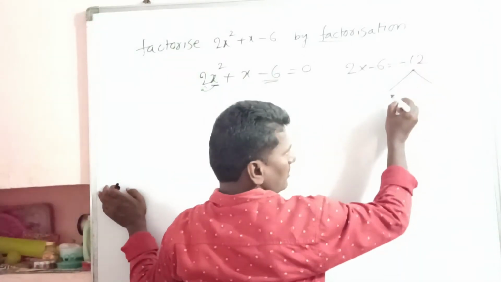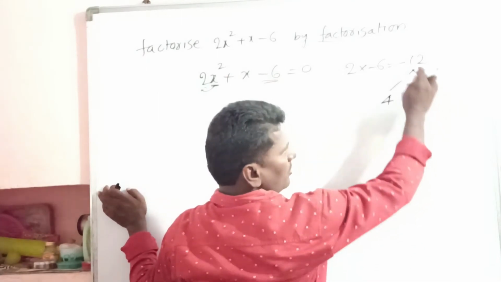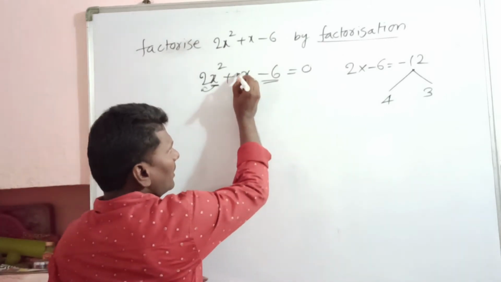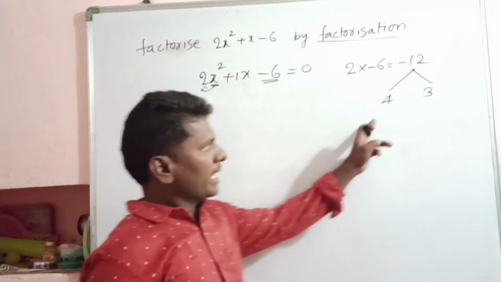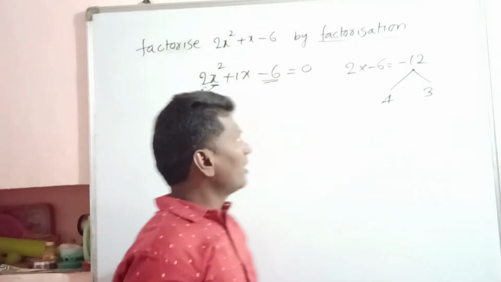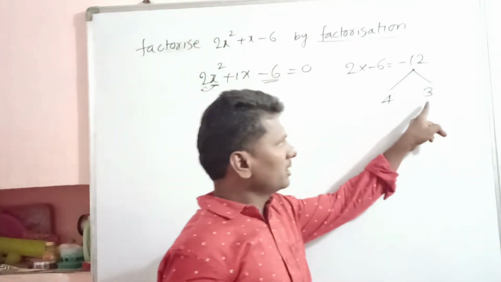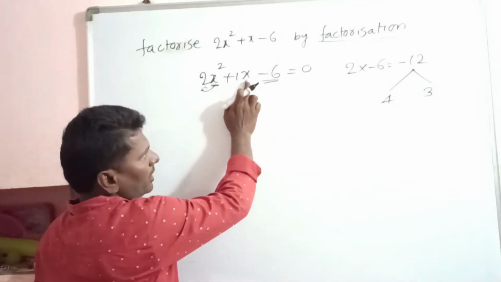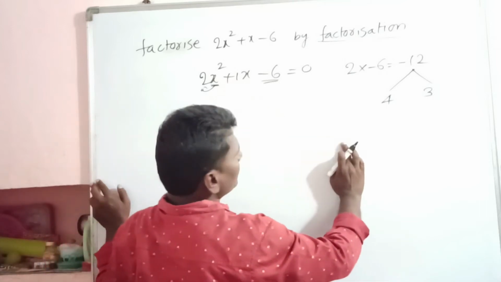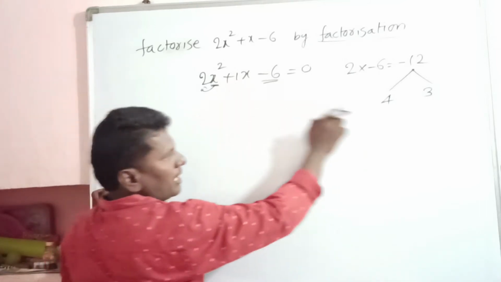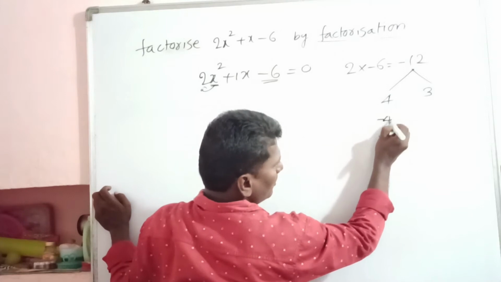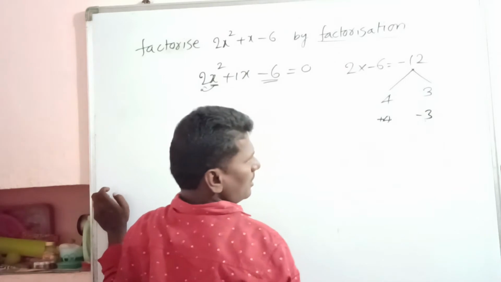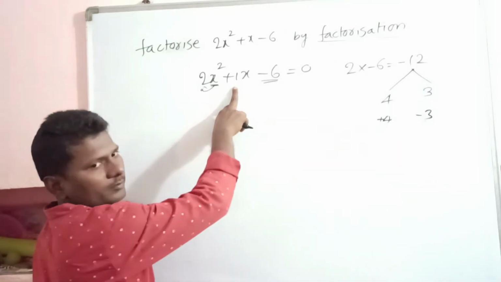Now I am writing factors, 4 3s are 12. Here coefficient of x is 1. By adding or by subtracting I have to get 1. 4 plus 3 is 7, but here there is no 7 before x. That's why, to get plus 1, I am writing plus 4 and minus 3. So 4 minus 3 is 1.